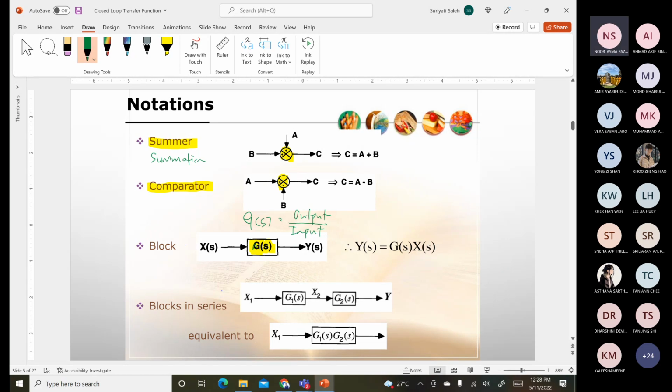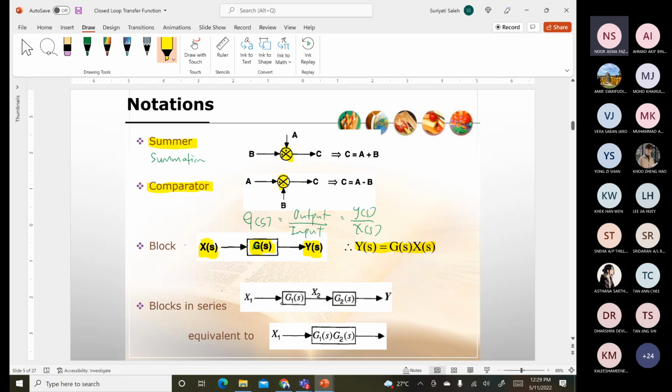So for this case, the output for your block diagram here is Y, and X is your input. Meaning that you will have Y(s) over X(s). If we rearrange it, it becomes Y(s) equals G X(s). So this is how we can develop the relationship between input and output from the block diagram.